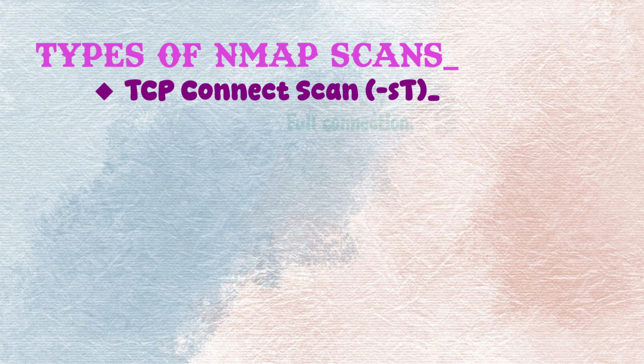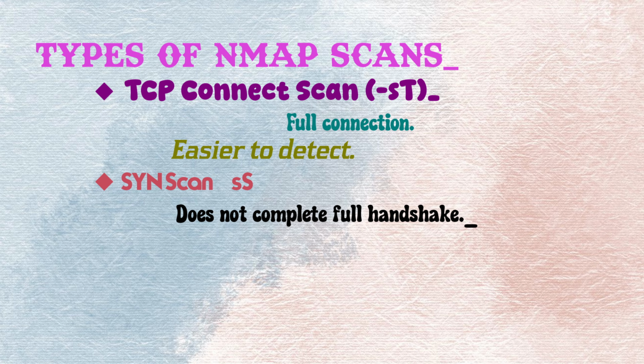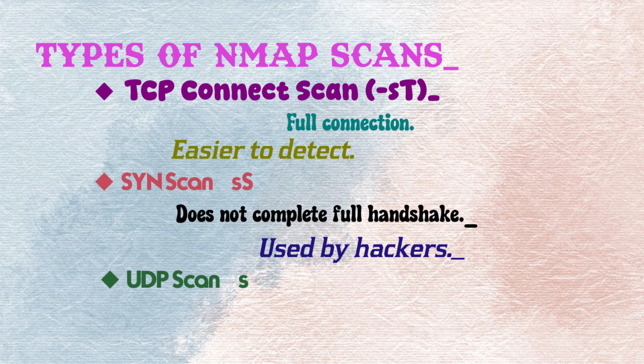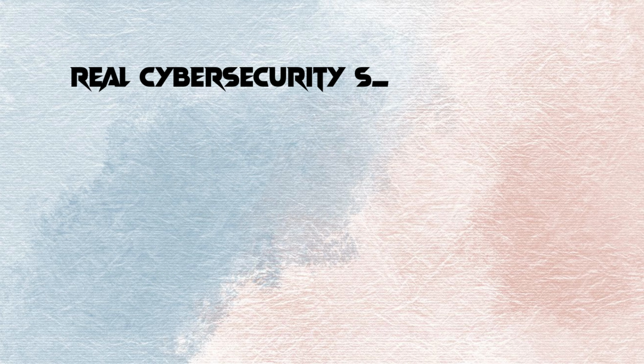Types of Nmap scans. TCP connect scans: full connection, easy to detect. SYN scans: does not complete the handshake, used by hackers. UDP scans: scan UDP ports. Short but important. Now, a real cybersecurity scenario.